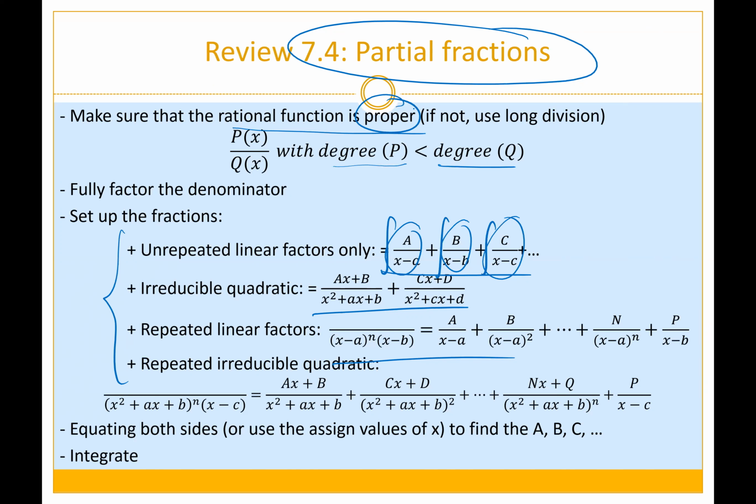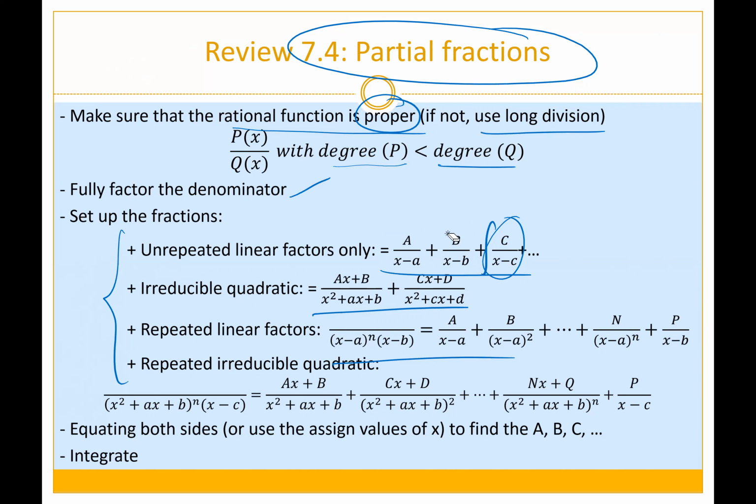If you choose it's proper, if not, use the long division. It's actually the next example that I'll show you. But let's continue with this first. If the rational function is proper, then fully factor the denominator. This step actually helps us choose what types we're going to put down here.